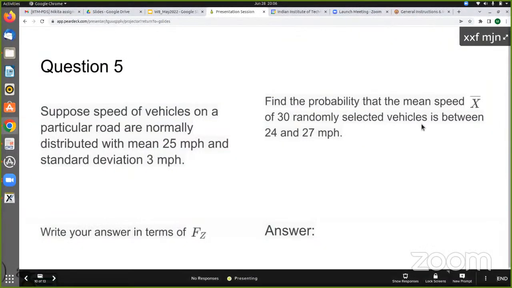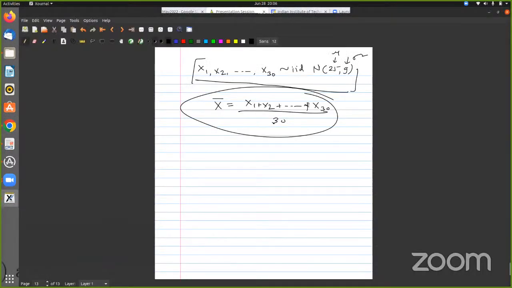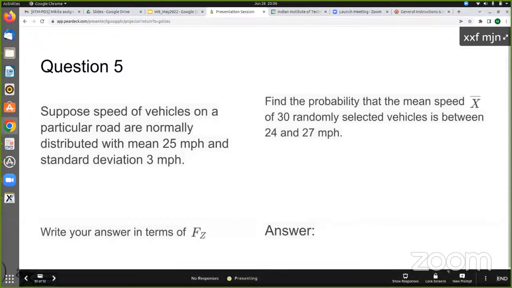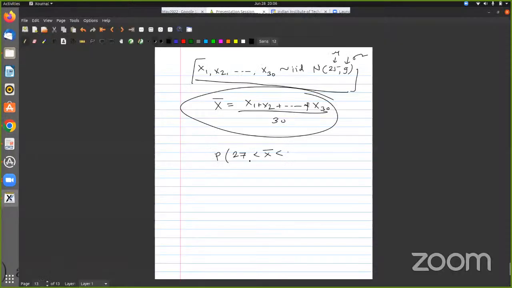So this mean speed should be in between 24 to 27, so basically what you have to find is the probability of that. When it is between, it should be strictly less than, because between won't include those values actually.